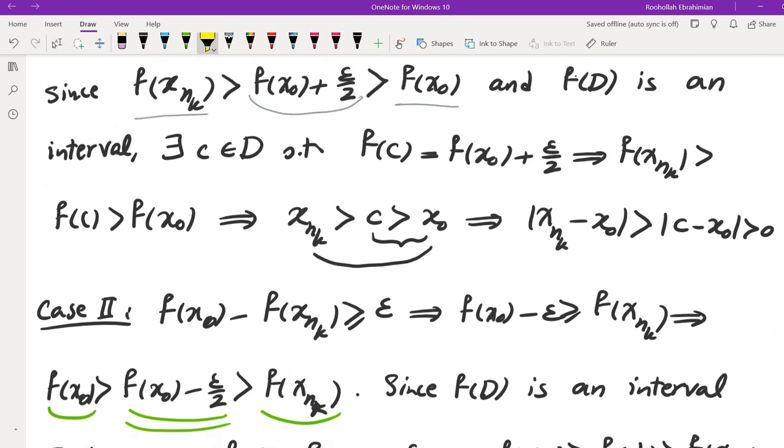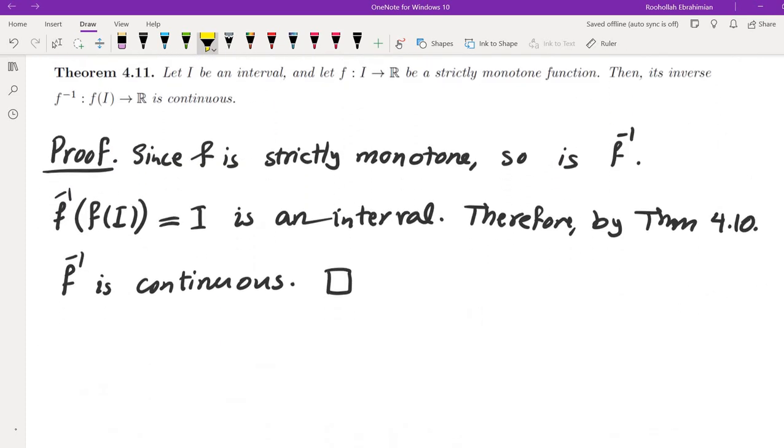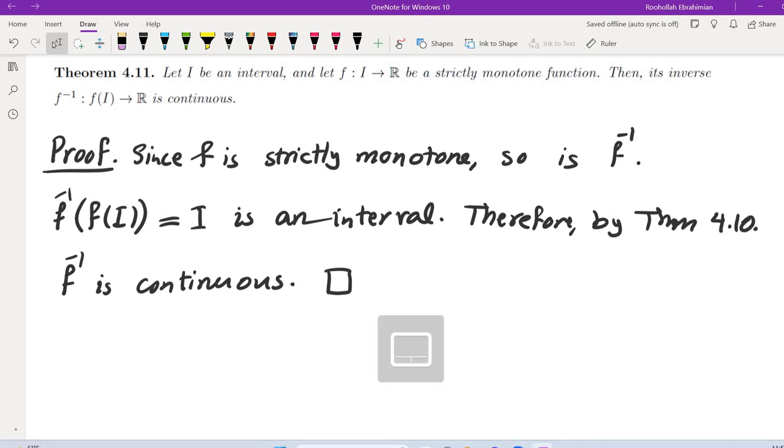And for this theorem, we proved that in fact the image is an interval because the image is I. The image of f inverse is the domain of f. Domain of f is I. Therefore, f inverse of f(I) is I. And it is also a monotone function because f is strictly increasing, so its inverse would also be strictly increasing.